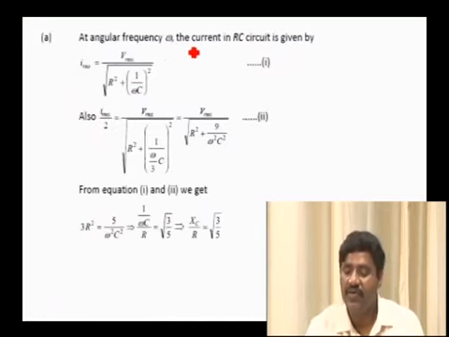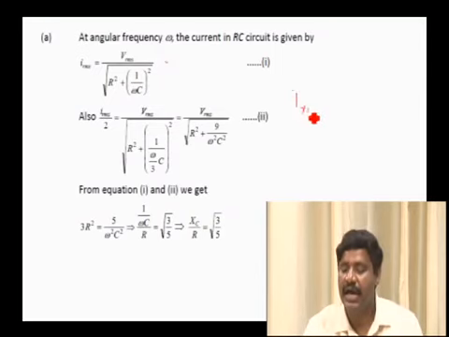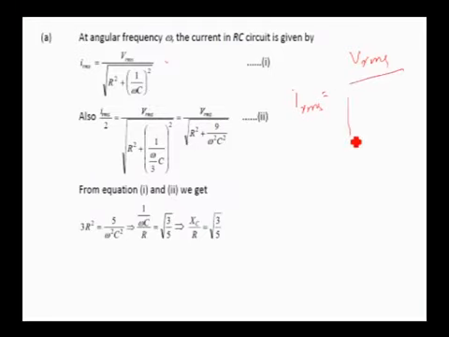At angular frequency omega, IRMS, how do we get this expression? See, IRMS is equal to VRMS divided by root of R square plus XC square, because this is nothing but Z. IRMS is equal to VRMS divided by Z. It contains only R and C, that's why root of R square plus XC square. I am substituting it: R square plus XC, which is 1 over omega C, square. Let it be equation 1.